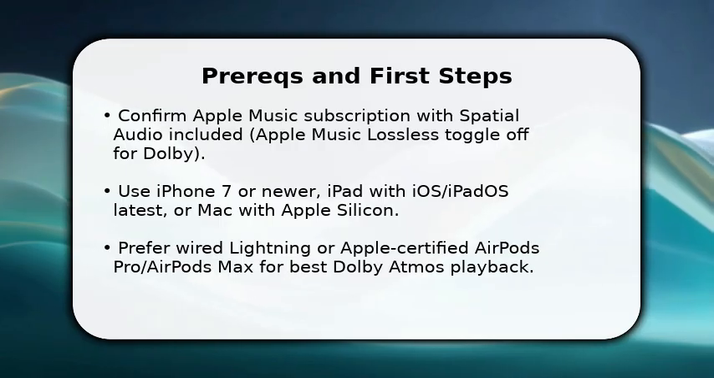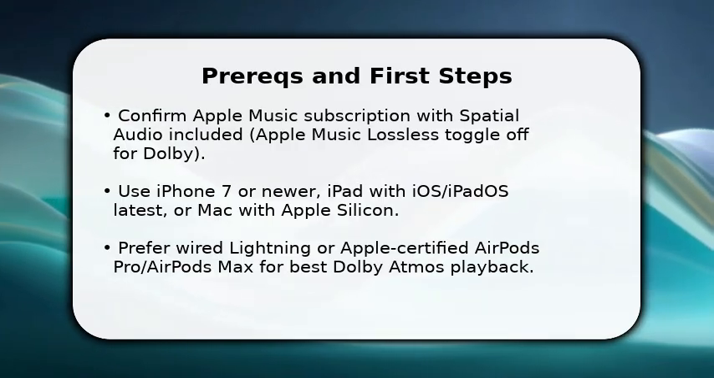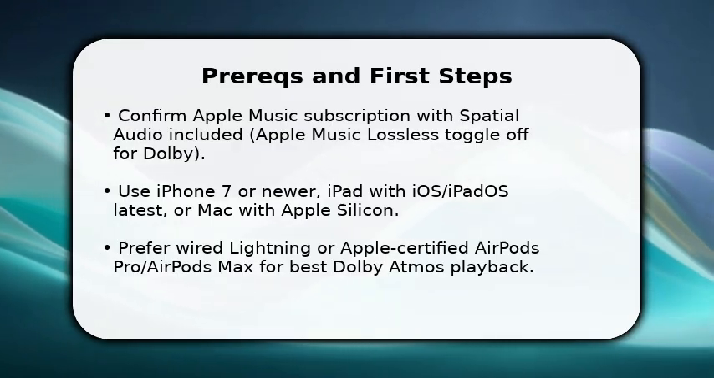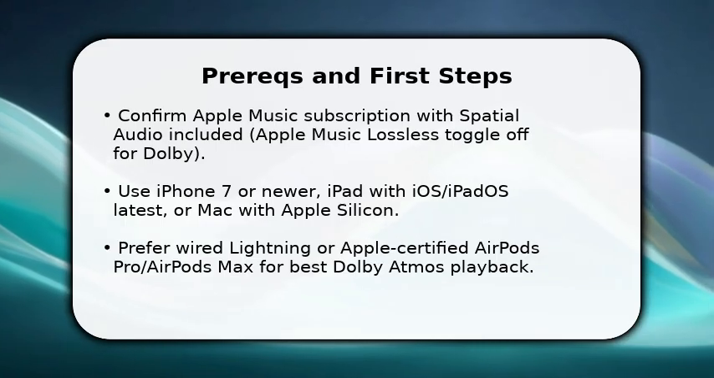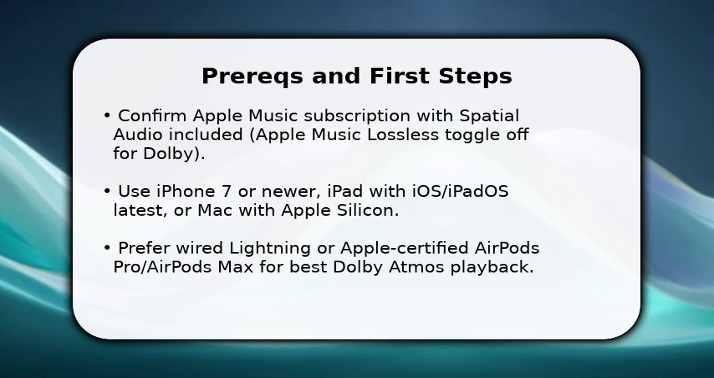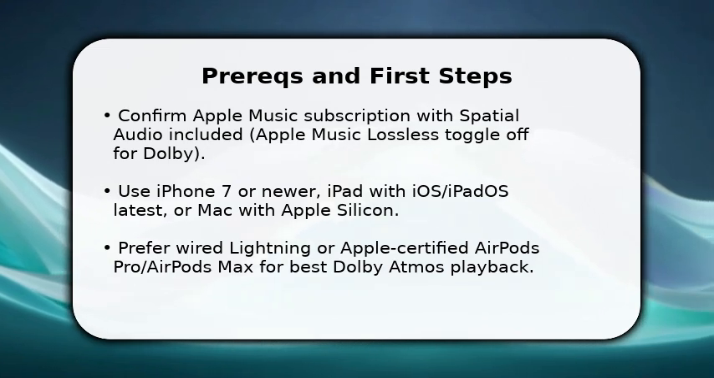Connect your chosen headphones, wired Lightning or supported AirPods, and unlock your device. Then open the Apple Music app and find a Dolby Atmos label on a track or album. This gets you into the actual playback workflow without wasted setup steps.